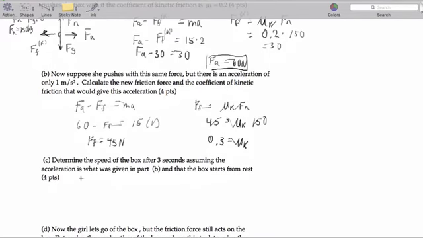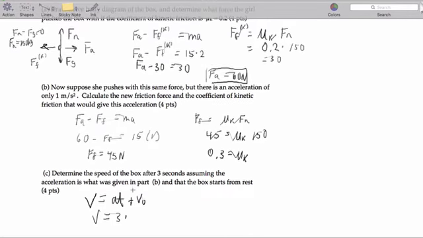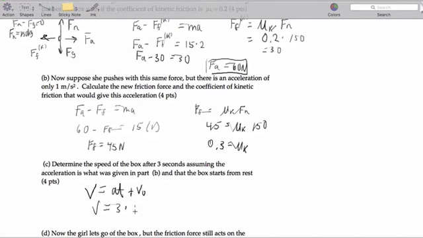Next, we want the speed of the box after the 3 seconds, assuming it starts from rest. So we're going to say v equals at plus v naught. That's v equals 3 times 1 plus 0, which is 3 meters per second.